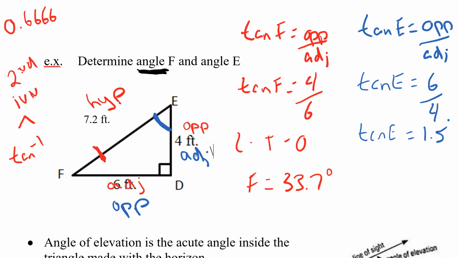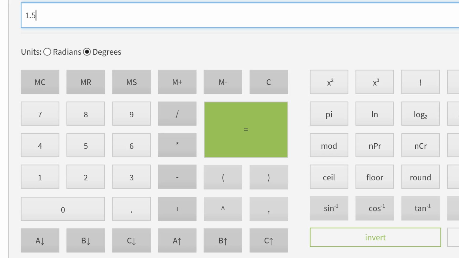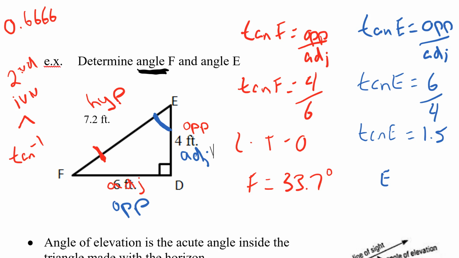I'm looking for my angle, so I'm going to say E is going to be the inverse tan. Switch back to the calculator. I've got 1.5 in my display. I've already hit the second function button, and I hit tan. I think I hit it twice there, so I will clear that out. I'll have 1.5 equals 56.30. So I'll round that properly to 56.3 degrees.